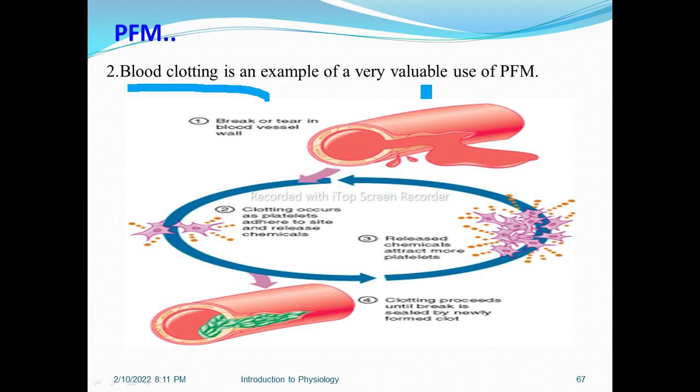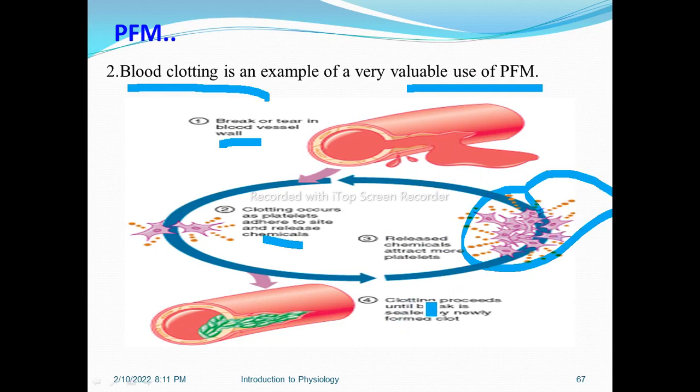The other example is blood clotting, a very valuable use of positive feedback. For instance, if there is a break or tear in the blood vessel wall, clotting occurs as platelets adhere to the site and release chemicals. The released chemicals attract more platelets, so more platelets aggregate on the break. After that, clotting proceeds until the break is sealed by the newly formed clot. The number of platelets and the amount of clotting increase from the starting stimulus. Until the bleeding stops and the breakage heals, the clotting system will increase. So this is also a positive feedback mechanism.